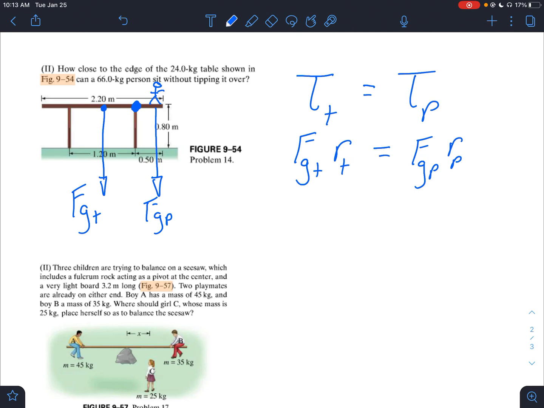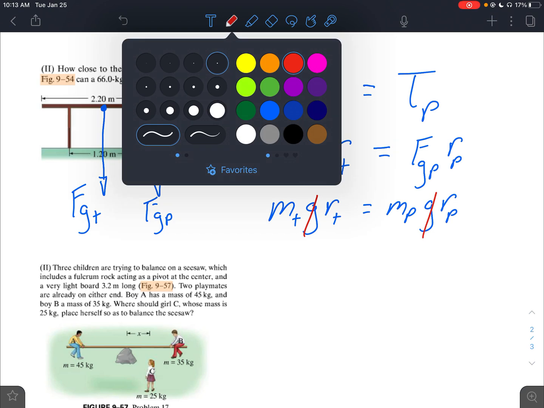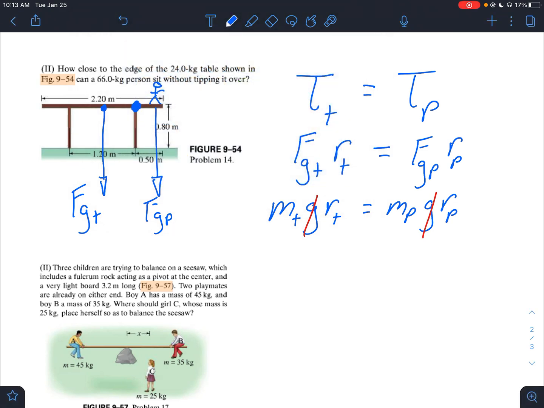We don't know the weights, but we do know the masses, so we can derive this equation further. F_g equals m g, so the mass of the table times g, times the radius of the table, equals the mass of the person, times g, times the radius of the person. Oh, we see that it's a gravity party, so we take gravity from everybody. So we get rid of gravity, and we have the mass of the table is 24 kilograms.